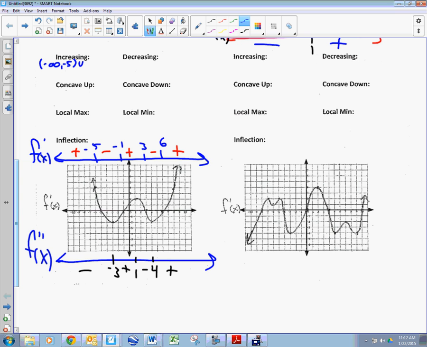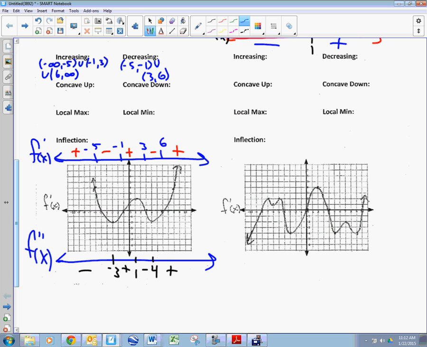-infinity to -5, union with -1 to 3, union with 6 to infinity. And my interval for decreasing? -5 to -1, union with 3 to 6.